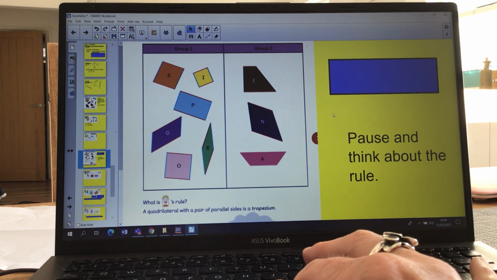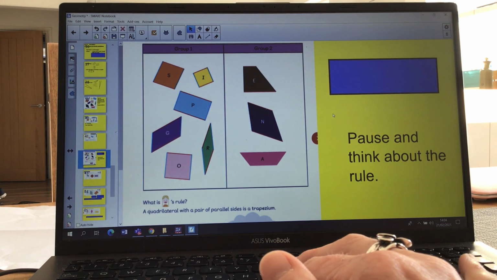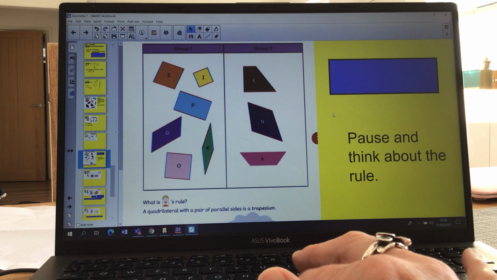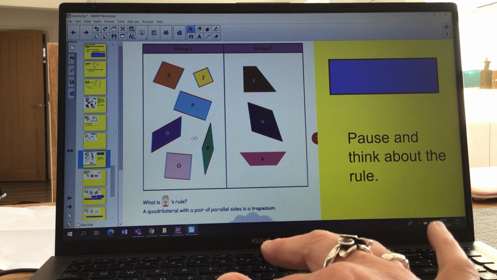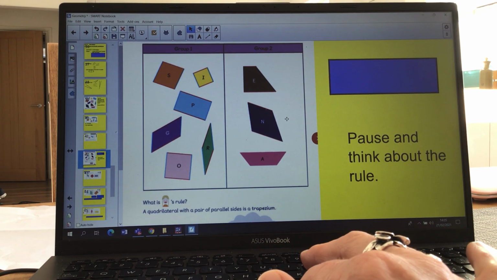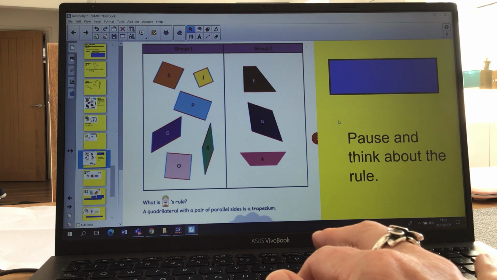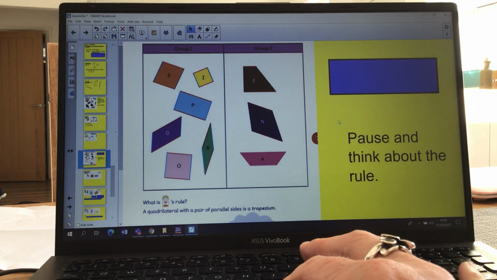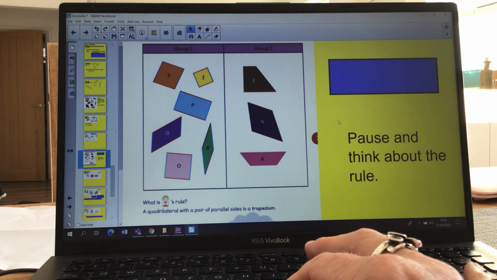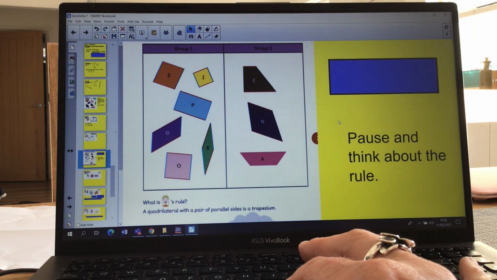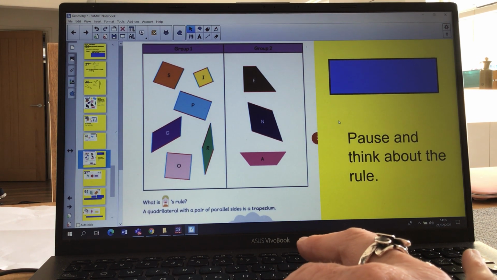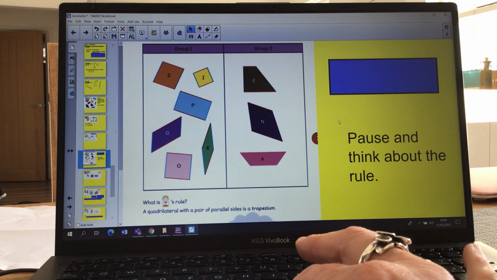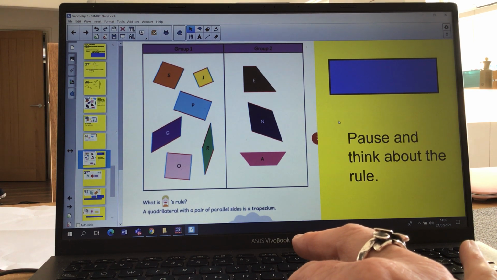So, what do you think the rule is here? Somebody has sorted the shapes. We've got these here and we've got these in group 2 here. Why don't you pause and think about what the rule might be? And I want you to think about the parallel sides, the parallel lines I talked about just at the beginning of the lesson. So pause the lesson, have a little think. What do you think the rule will be in these 2 groups?